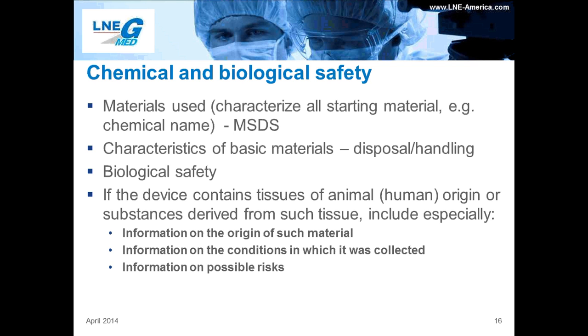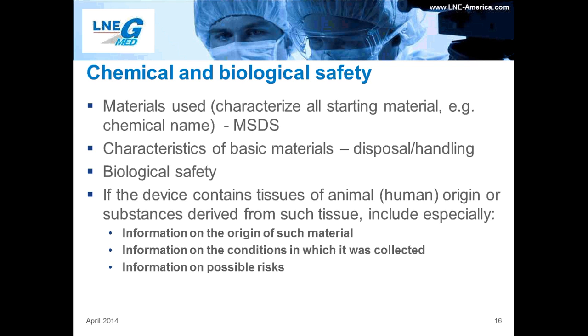The next major section of the technical file should be information on chemical and biological safety. The material used in the product should be listed, including any relevant material safety data sheets, MSDS sheets. Characteristics of the basic material should also be included with information on handling of the material, the appropriate disposal of material, and information on biological safety, because as many of you know, IVDs contain biohazardous or potential biohazardous source materials.